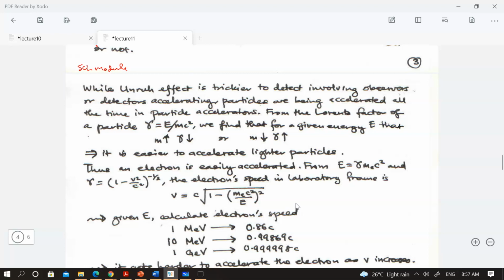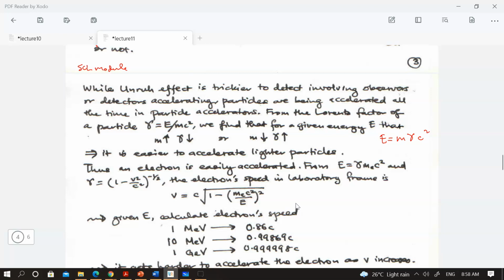For the case of accelerating particles, an observer outside the accelerator will be able to see that the particles obey E equals gamma m naught c squared. I'm using m naught again. Let me just rewrite this. I can now invert this to give gamma, your relativistic factor, equal to E over m c squared. So if you fix E and let your m change, you can see that your m changes will make your gamma change.